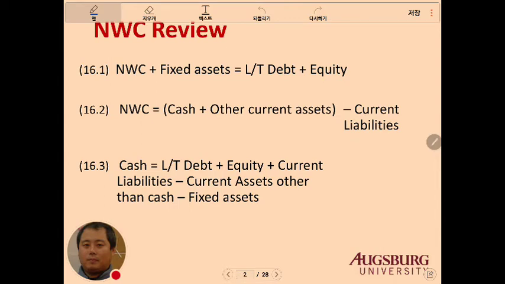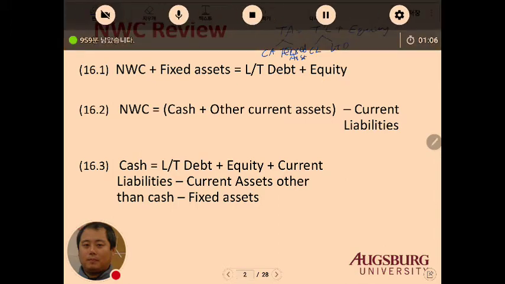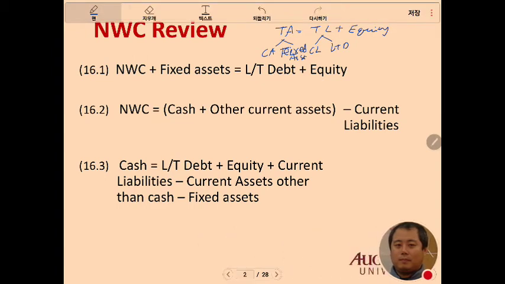So this is about the net working capital. Now this actually starts from total asset equals total liability plus equity, right? And we have the current asset and fixed asset, and current liability and long-term debt in the liabilities, right? So we can rewrite this as current asset plus the fixed asset equals current liability plus long-term debt plus equity.